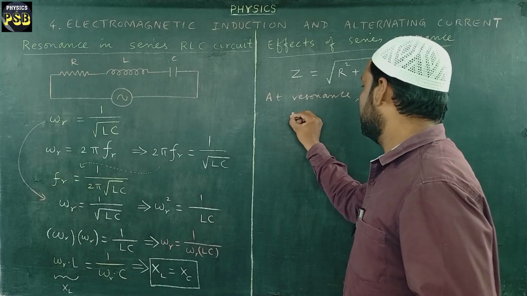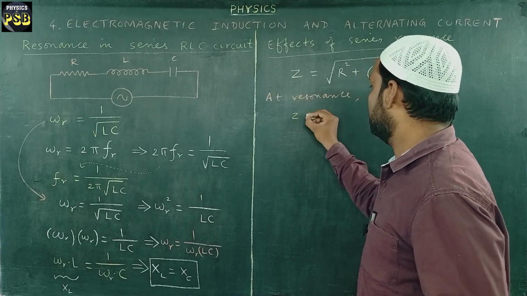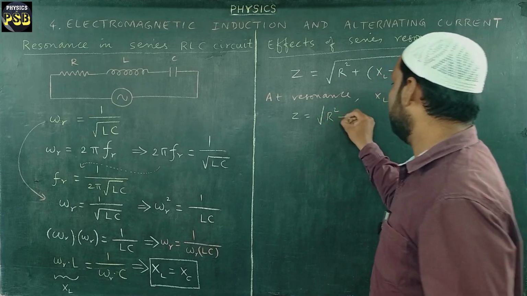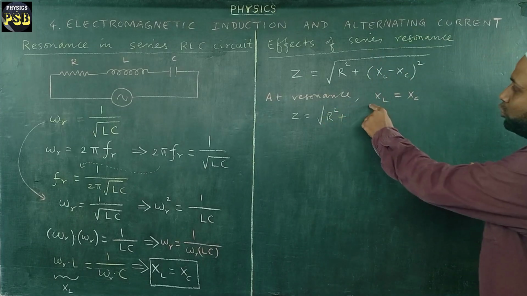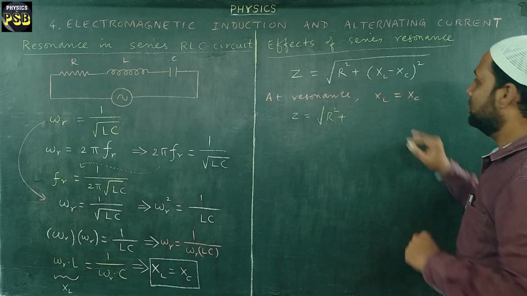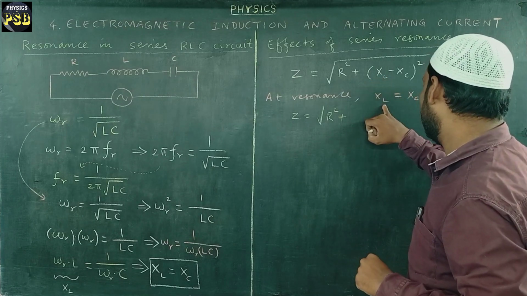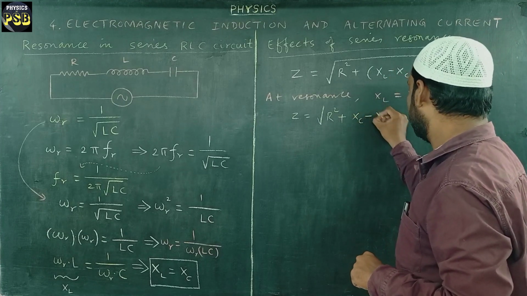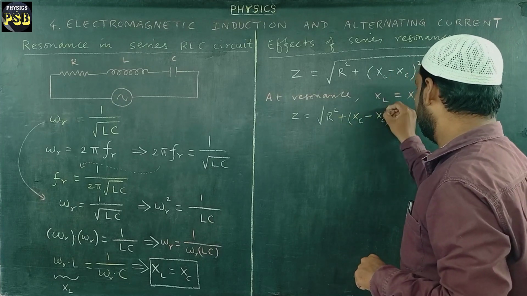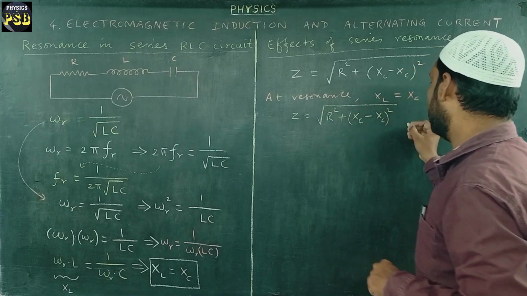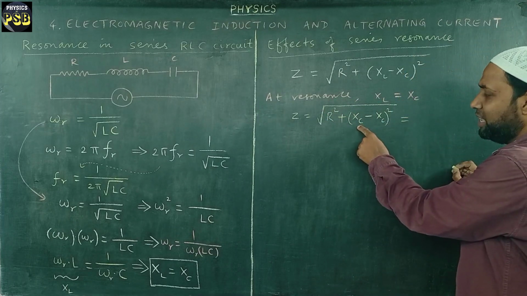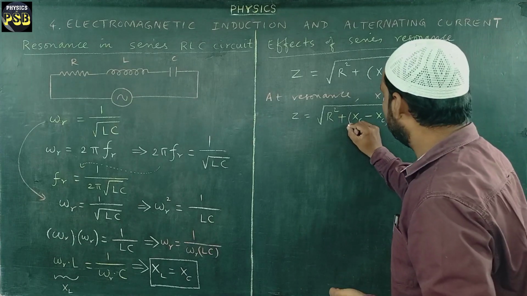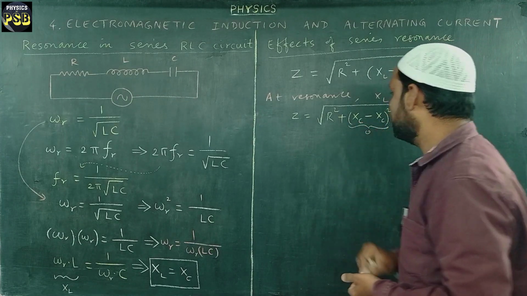I take this equation, root of R square plus (XL minus XC) whole square, and apply this condition here. So in the place of XL, I'll write XC, so XC minus XC, the whole square. Now when XC is subtracted from XC, what do we obtain ultimately? 0. So it becomes 0.